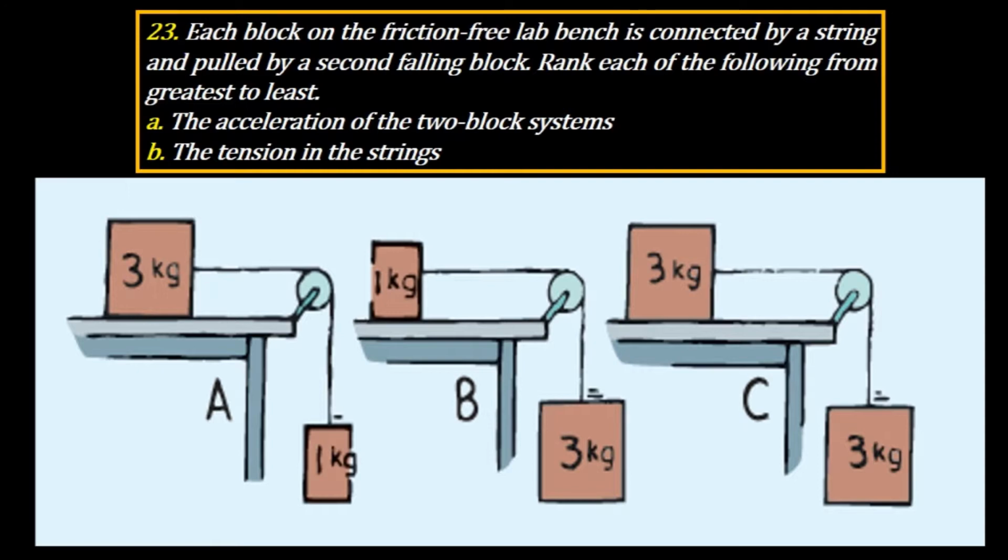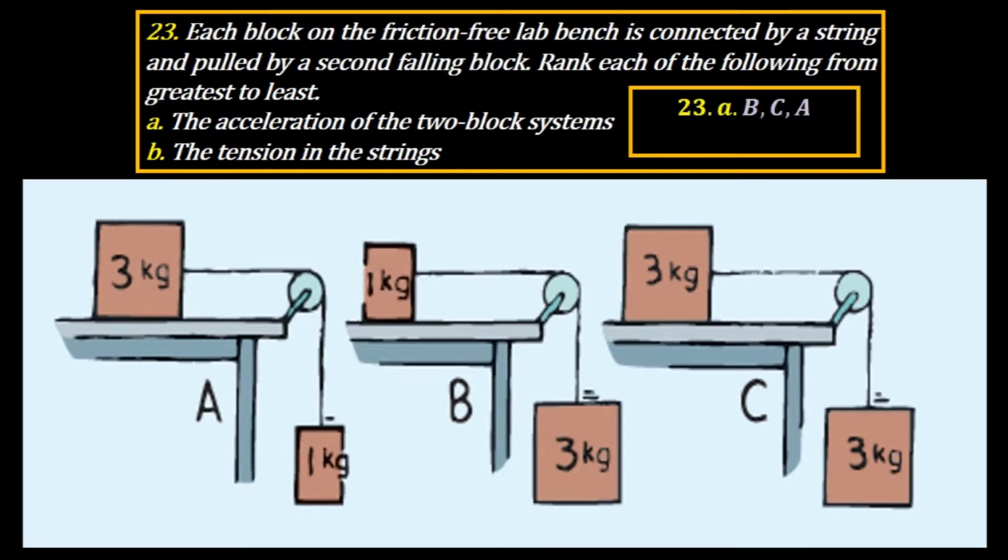However, what would the acceleration of the two block system be? It says rank each of the following from greatest to least. So which would have the greatest acceleration? Now remember, B is a 4 kilogram system, C is a 6 kilogram system, and A is a 4 kilogram system. But you see intuitively that it would be B, then C, and then A. A would actually be accelerating the least.